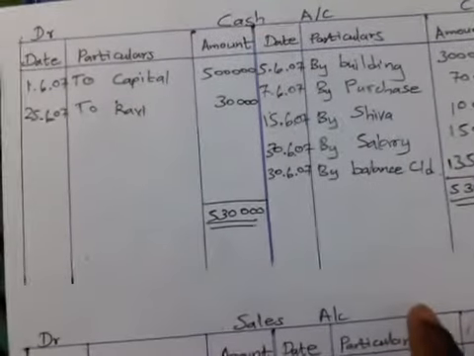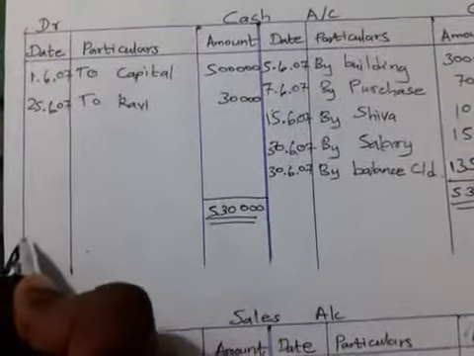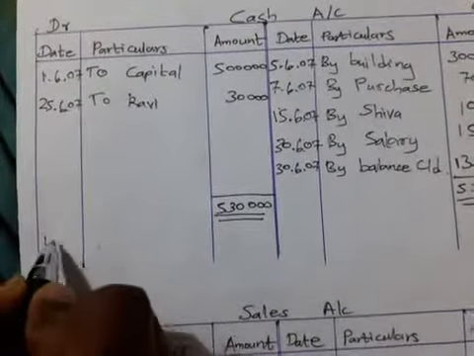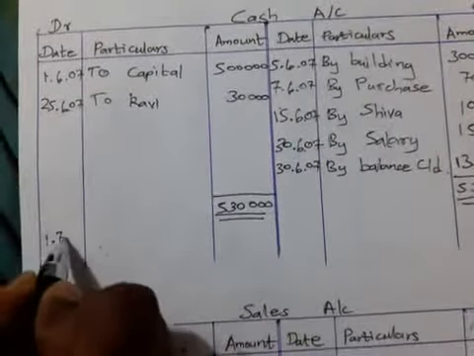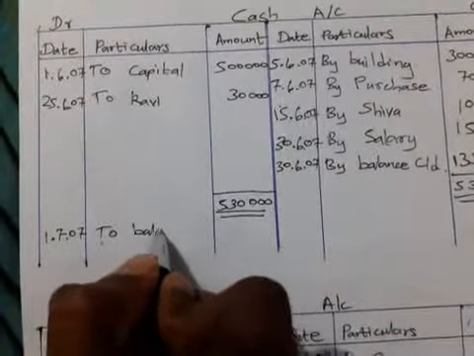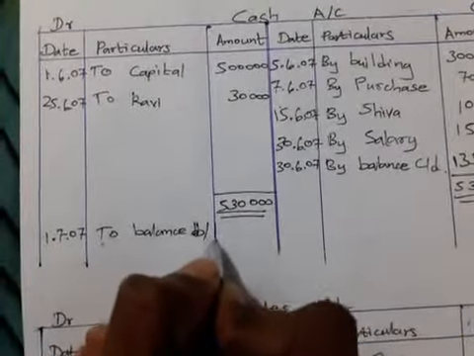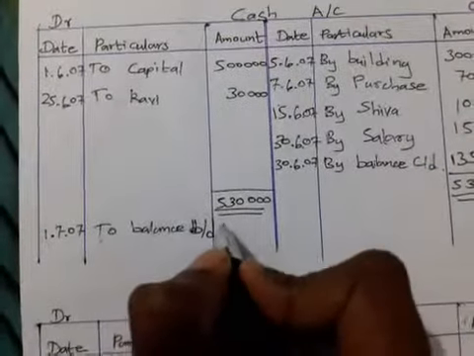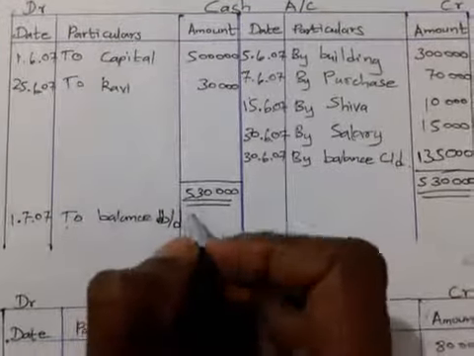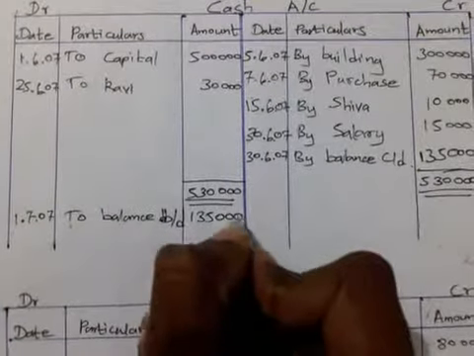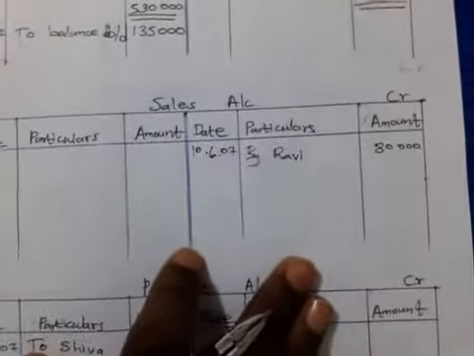So we'll get this amount to carry down on 1st of July 2007, to balance brought down. BD means brought down, as well as CD means carried down. 1,35,000. In the same way, we have to close each and every ledger account.